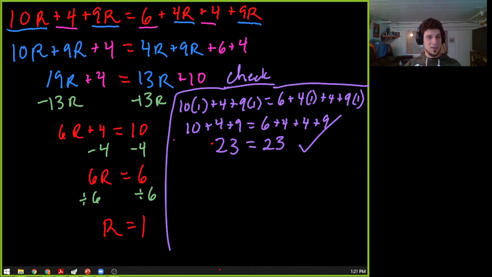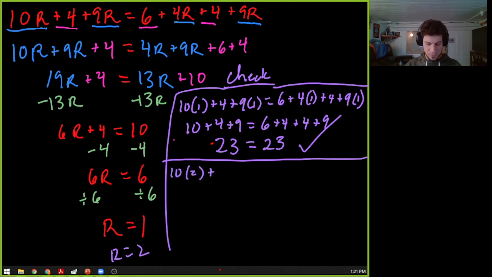Let's just examine if this is not the case, just for fun. Let's say I said r equals 2. I did something wrong. I said r equals 2, I said I'm done. You know what? I'll check it just to make sure. So let's try that out real quick. What would happen? 10 times 2 plus 4 plus 9 times 2 equals 6, plus 4 times 2 plus 4 plus 9 times 2.